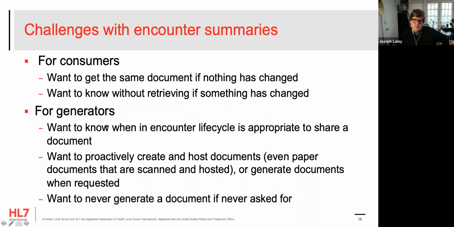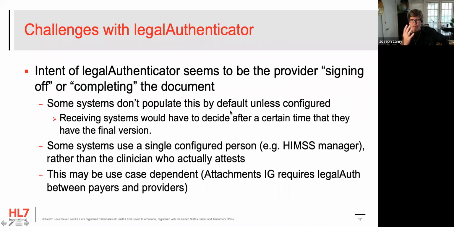For the generators of documents, they wanted to know when it's appropriate to share an encounter as an encounter summary, when during the life cycle. They also want the ability, if they choose, to proactively create and host documents. We even have use cases for paper documents that are scanned, or generating documents when requested, which is by far the more common case. And then they want to be able to never generate a document if never asked for. So you can see that these pain points cross the lines of content versus the relationship of content to how you query for it.